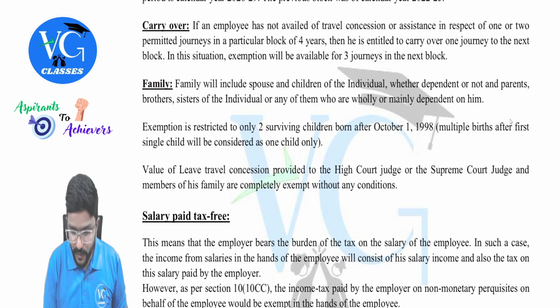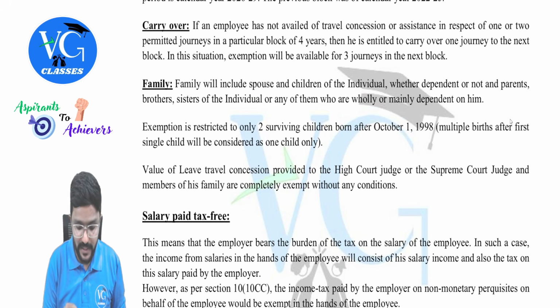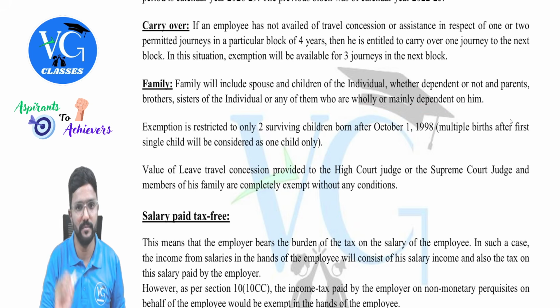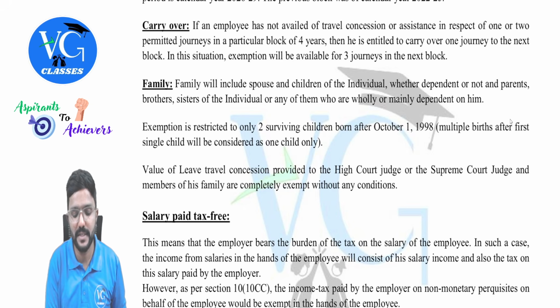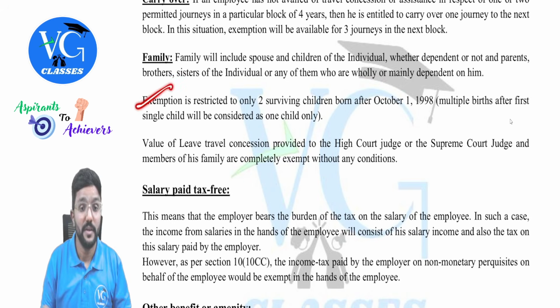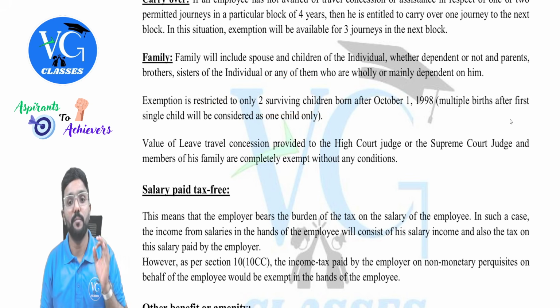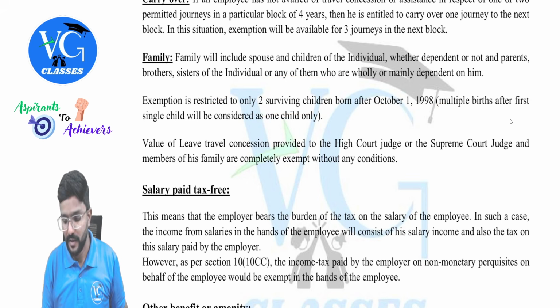Family will include spouse and children of the individual, whether dependent or not, and parents, brother, sister of the individual, or any of them who are wholly or mainly dependent on them. So spouse and children is always covered, whereas parents, brothers, and sister is covered only if they are dependent. Okay, then exemption is restricted to only two surviving children born after October 1st, 1998.